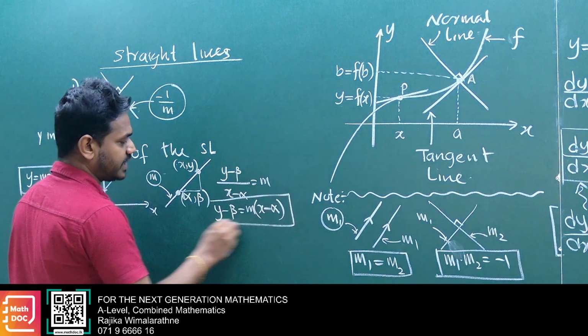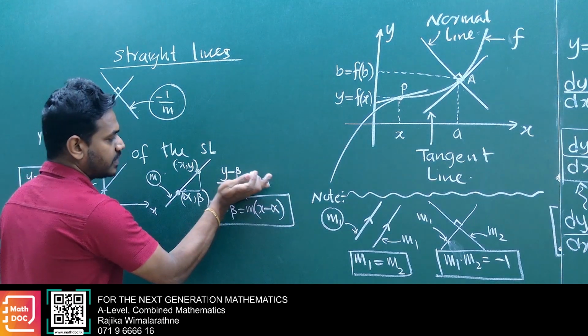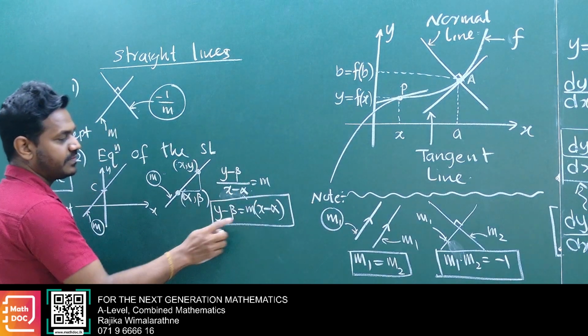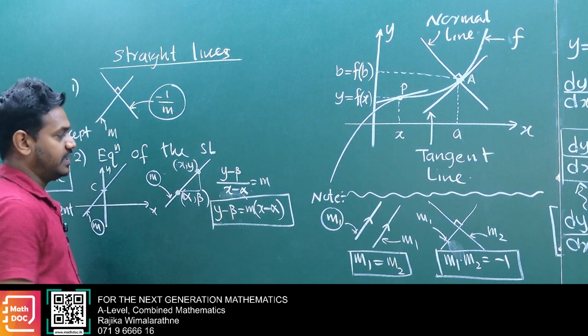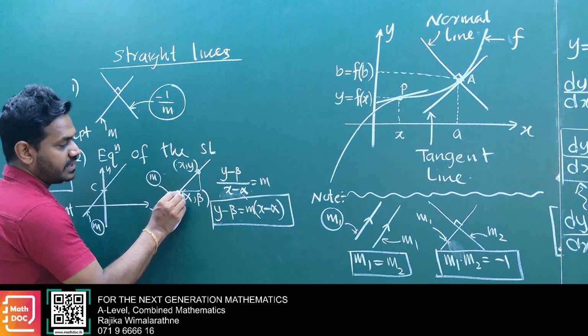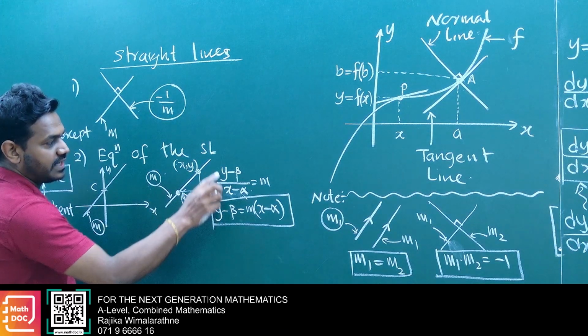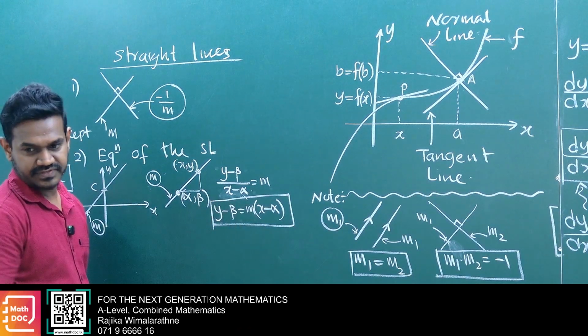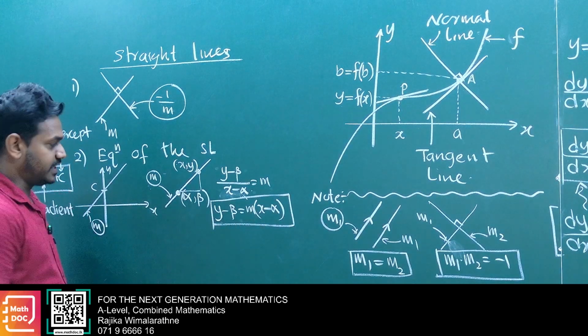Here is another form of straight line: y minus beta equals m times (x minus alpha). If we know a point on the line (alpha, beta) and the gradient, we can write y difference over x difference equals the gradient. This is another form of straight line.